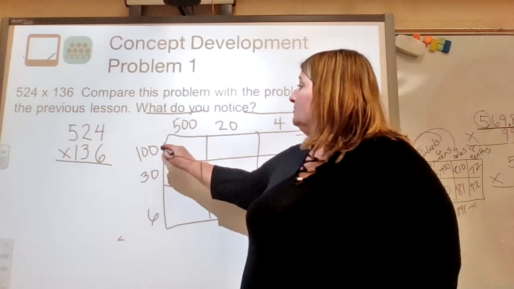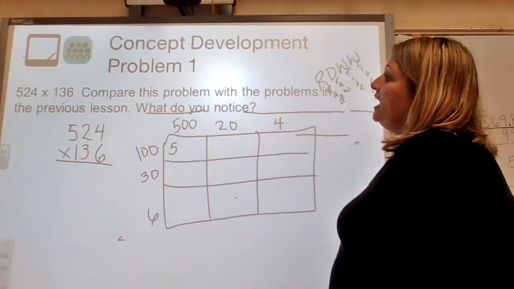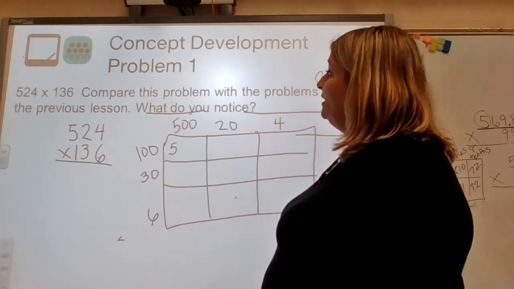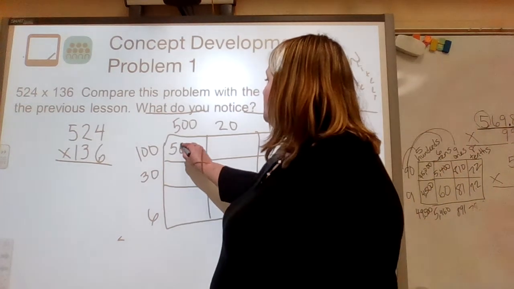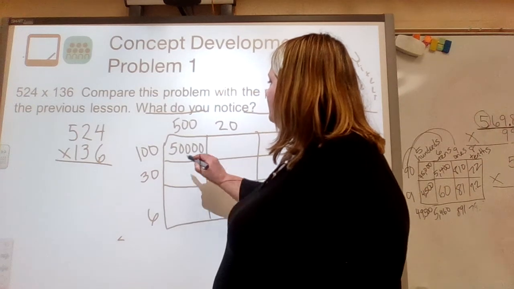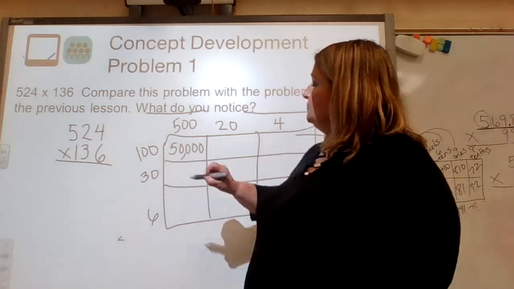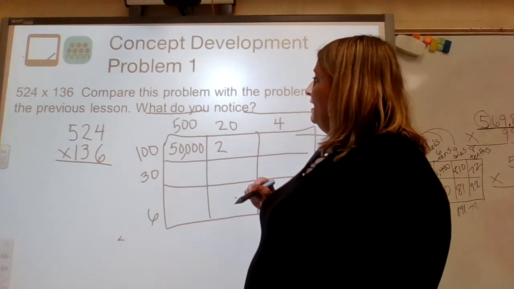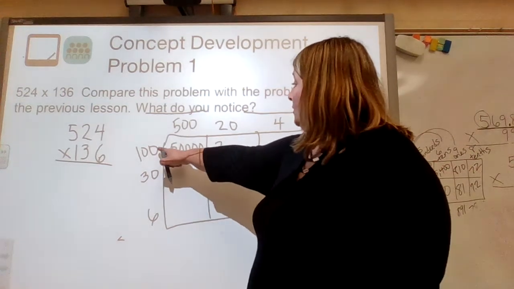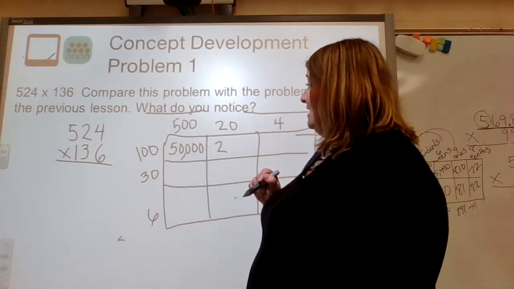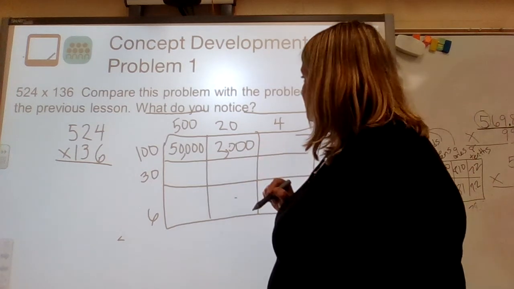Okay, so I'm going to do 5 times 1 is 5. And I know 100 times 100 is going to be 10,000. So I'm going to add those 4 zeros there, and I have 50,000. Now 2 times 1 is 2, and this is just like saying 100 times 10, and I know that's 1,000, so I'm going to have 2,000.